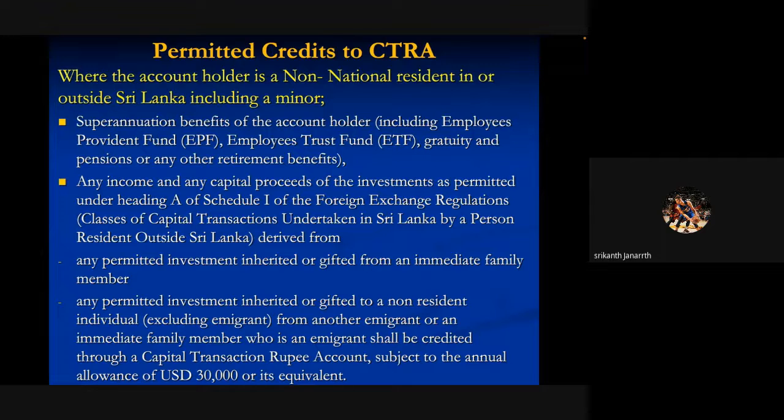So here, those funds can be gifted. By inheritance, she's getting it. Those monies can come into CTRA, but of course, there is a limitation of $30,000 per annum, because whenever somebody is migrating, when we look at the migration allowance, you will come to know there is an annual amount of $30,000 that can be remitted. So this falls under that category. Annual remittance of $30,000 can be remitted when a person is migrating. That is the current regulation.